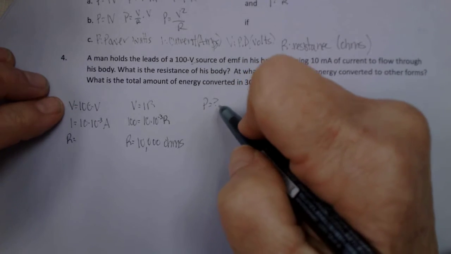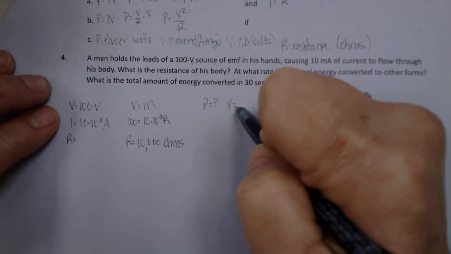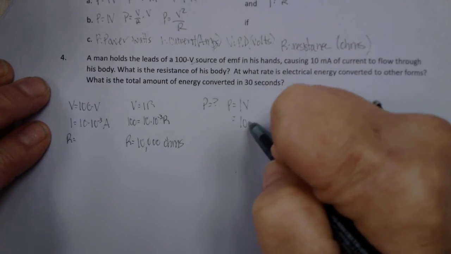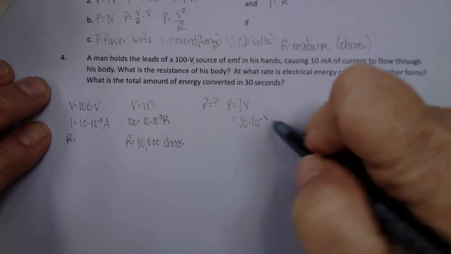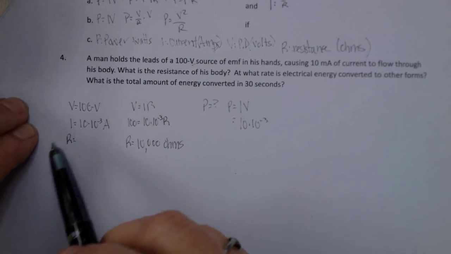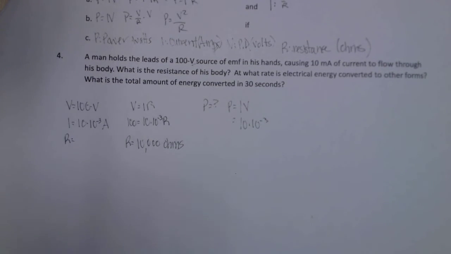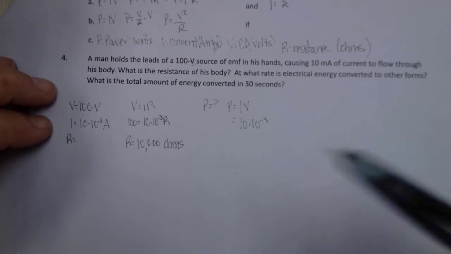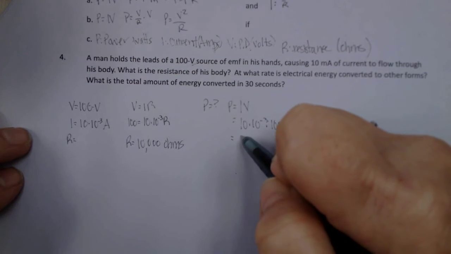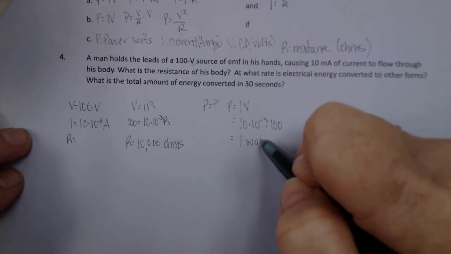I'm going to use P is equal to IV, which is equal to 10 times 10 to the negative 3, because that's what I had over here. But again, I could have used P is equal to I squared R. I could have used P is equal to V squared over R. This one's just easier. Times 100. So it's 1 watt when I do the math.